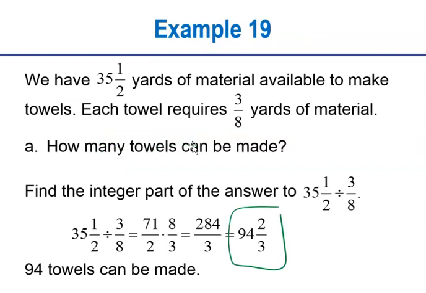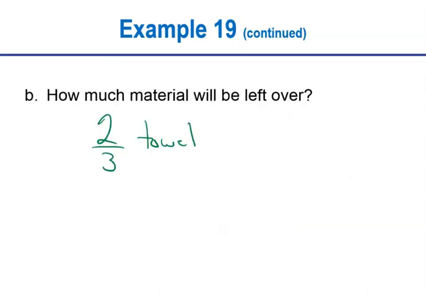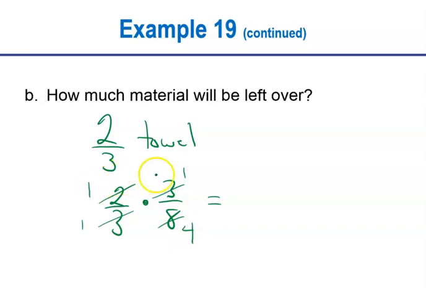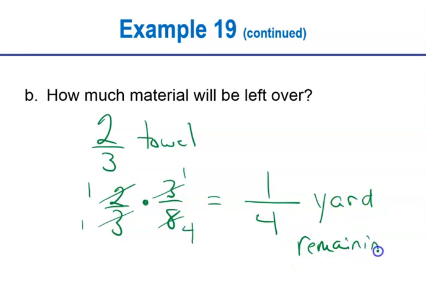So if there's 2/3 of a towel left, then wouldn't we multiply? That's 2/3 of means multiply. A towel is 3/8 of a yard. If we multiply that together, the 3's cancel out. Not only that, they both divide by 3, right? 2 and 8 both divide by 2, so 2 divided by 2 is 1, 8 divided by 2 is 4, and we multiply 1 times 1 is 1, and the denominator 1 times 4 is 4, so there is 1/4 of a yard of fabric remaining.